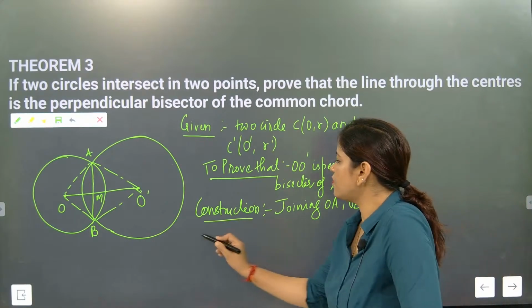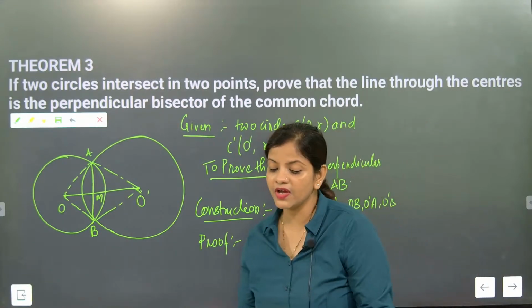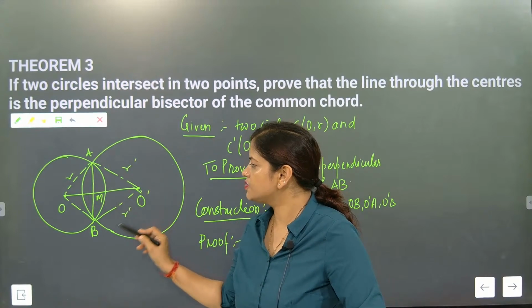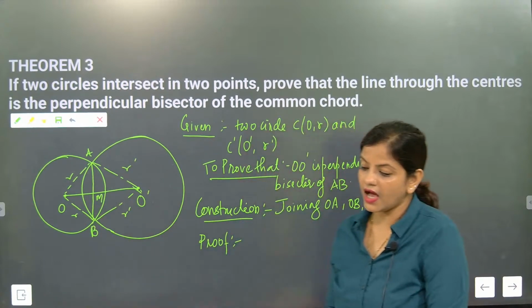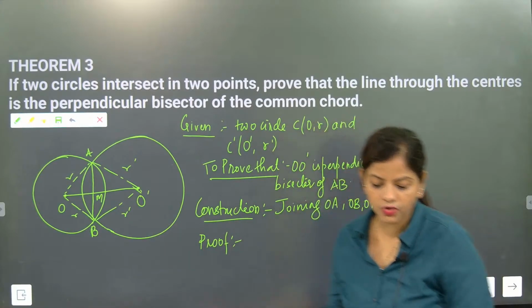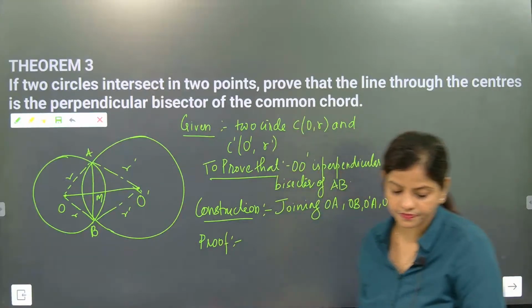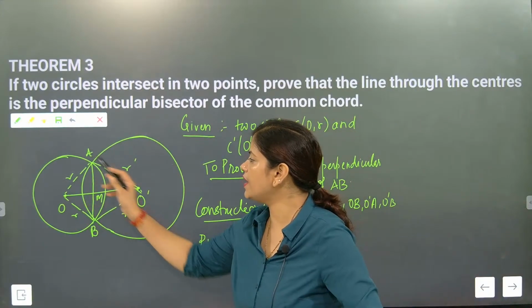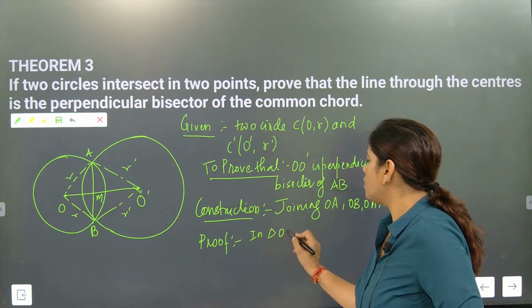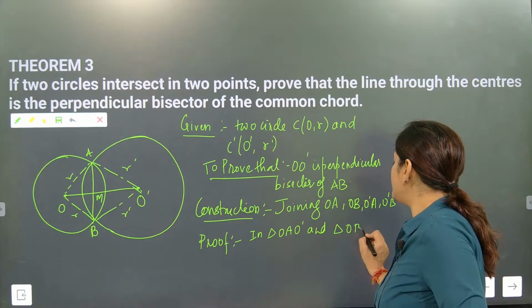Now, in the proof section, what are we going to do? First we take these two triangles. This one has radius R and this one has radius R dash. Joining the centers, yes, already we have done. So now we are going to prove. What are the two triangles we are going to take? We will take OAO dash and OBO dash.